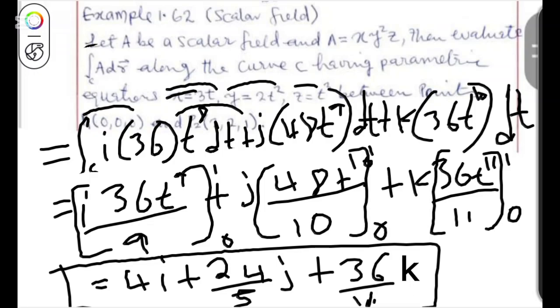So this is all I have for you for this scalar field example under the line integrals.